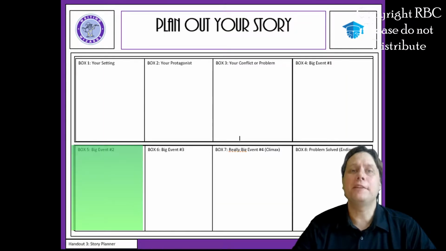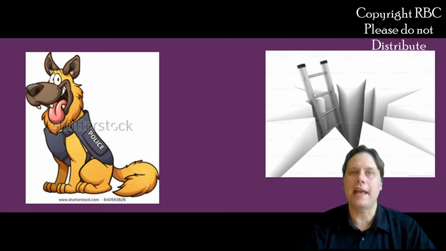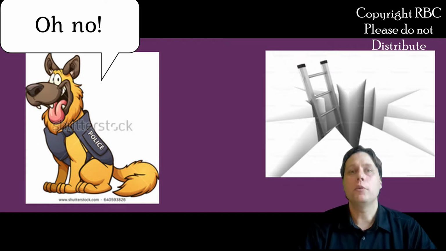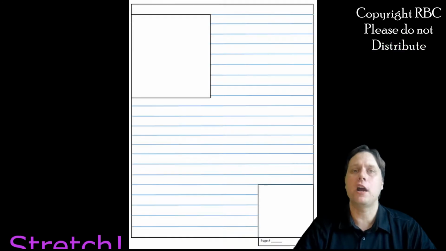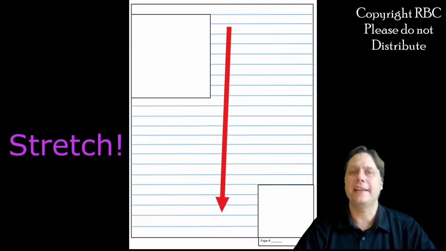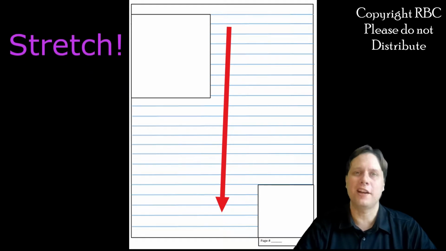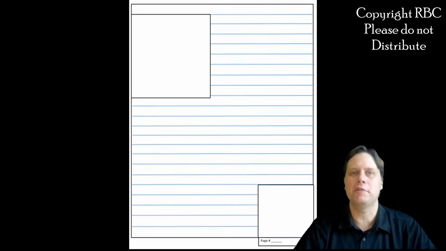Now in box 5, the police send some police dogs down into the hole to try to rescue Joe, except they forget to bring the ladder. So now the police dogs are down there with Joe in the hole and none of them can get out. Well, that's a big event. I'm going to stretch out that part when I write the story and add the dialogue where Joe is talking to the other dogs and they can't get out of the hole and the police are talking to them. I'm going to stretch that part out really good.